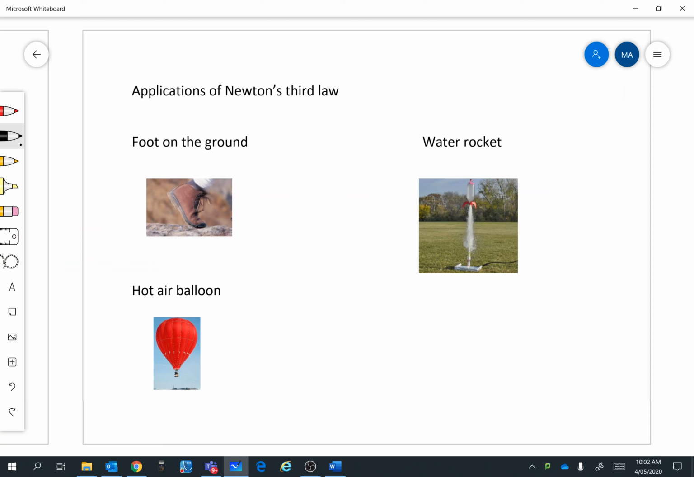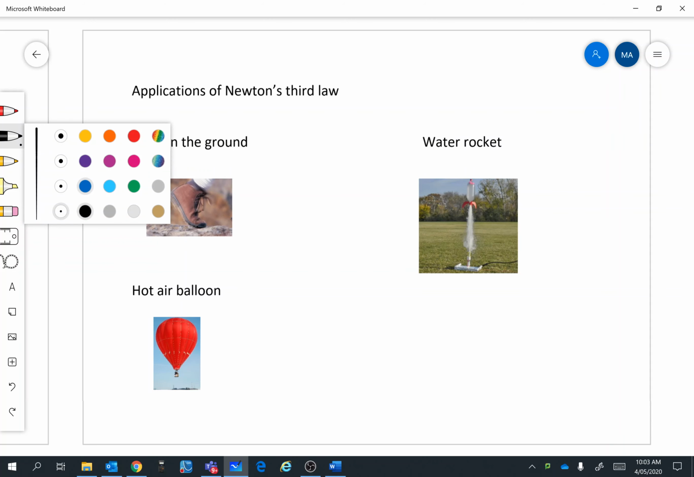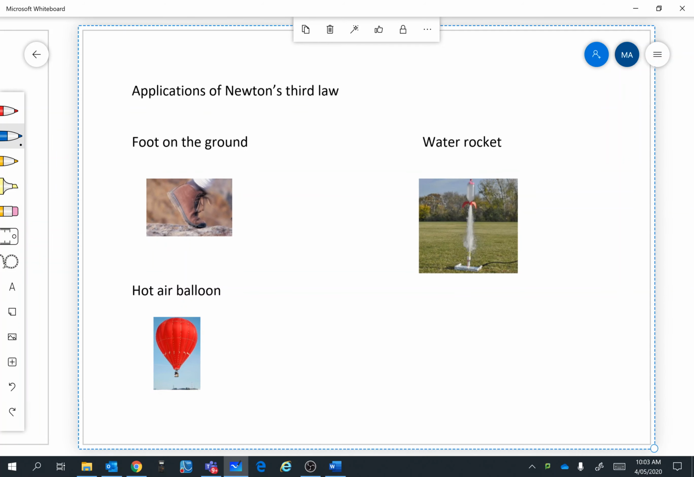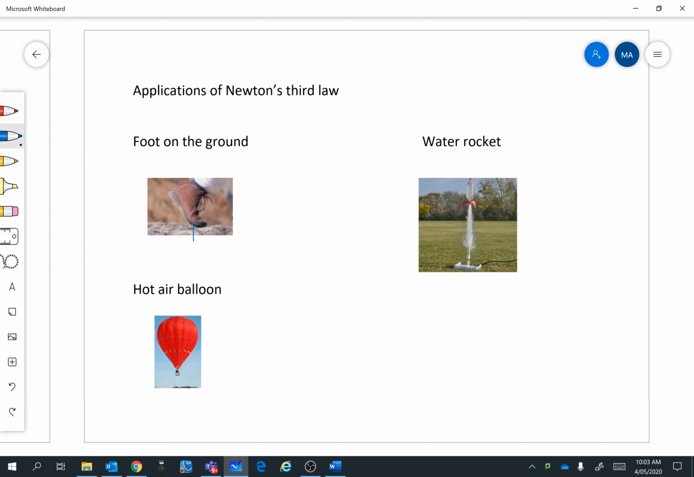So here we have a person with their foot on the ground, and they are pushing on the ground in order to get some purchase and lift themselves up. Looks like they're going mountain climbing or something like that. So in this case, the action force is the person's foot pushing on the ground. Now, in reaction to that, the ground will push back up on the person's foot with equal magnitude but opposite direction.